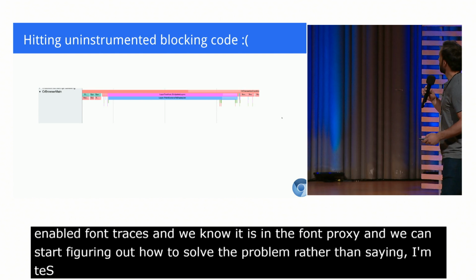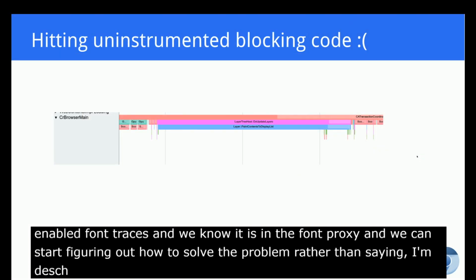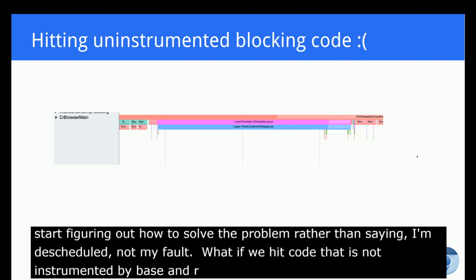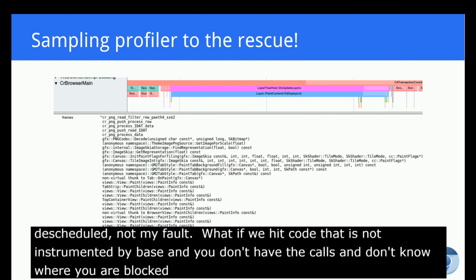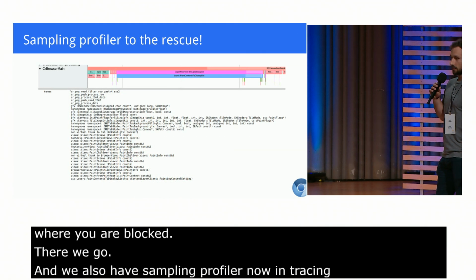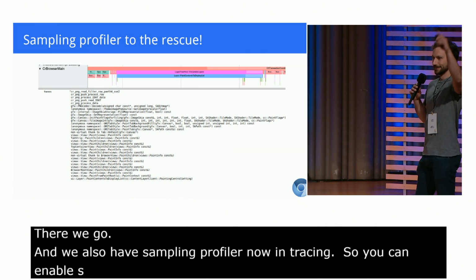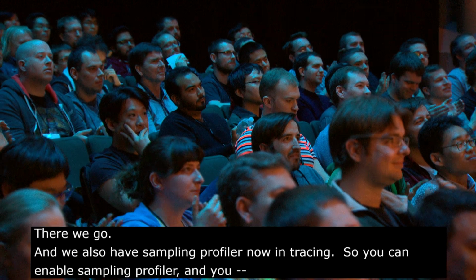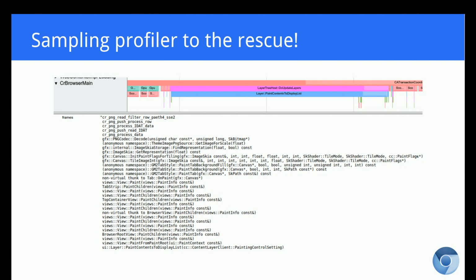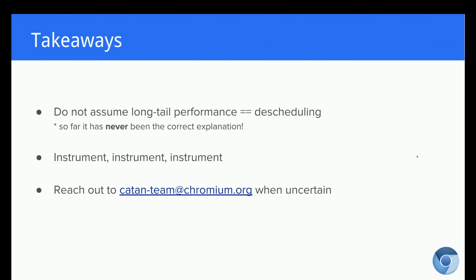All right, what about when we hit code that's not instrumented by base, so you don't have those blocking calls, and you don't know where you're actually blocked? We also have a sampling profiler now in tracing, so you can enable the sampling profiler and get stacks. In this case, we can see that we're in image decode. So at least we can say something better than I was descheduled.